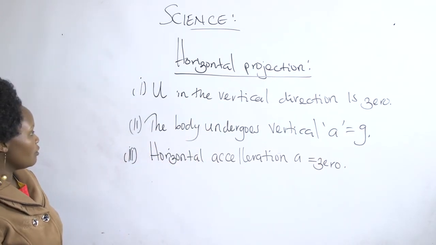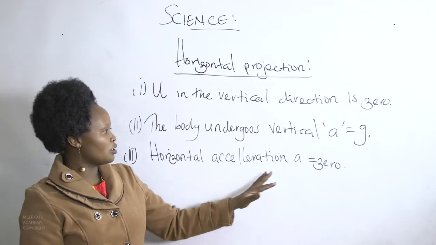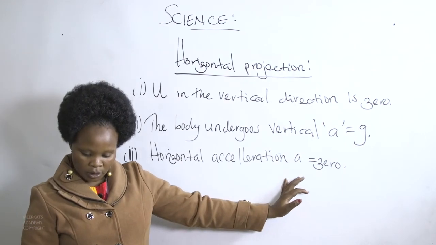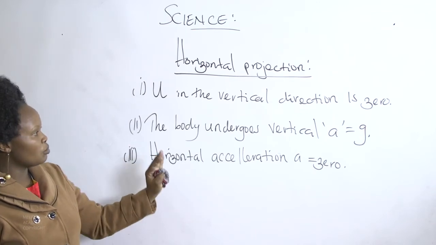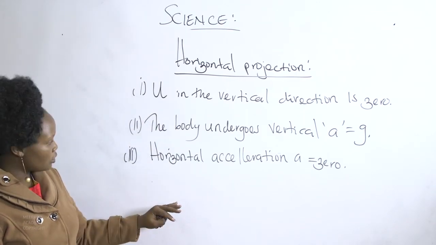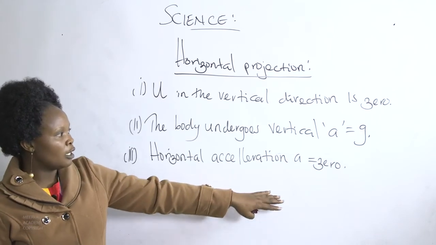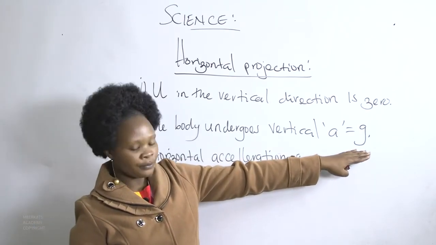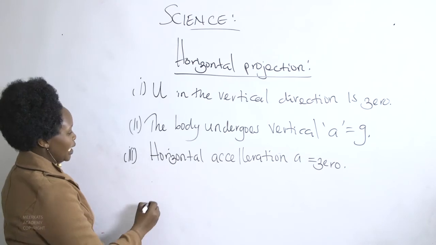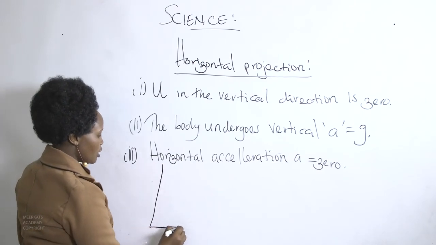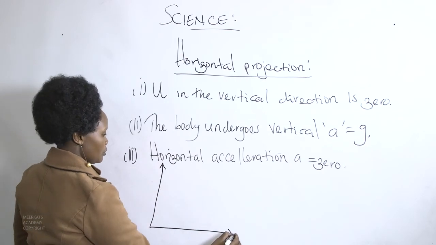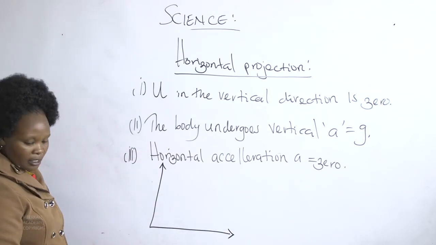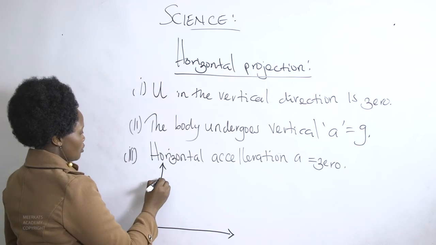Therefore, even as the body covers the horizontal distance that it should cover, it also moves vertically, or experiences free fall due to gravity. Therefore, the body describes a curve, say from a point A.